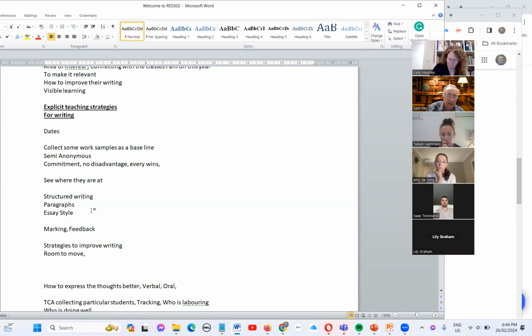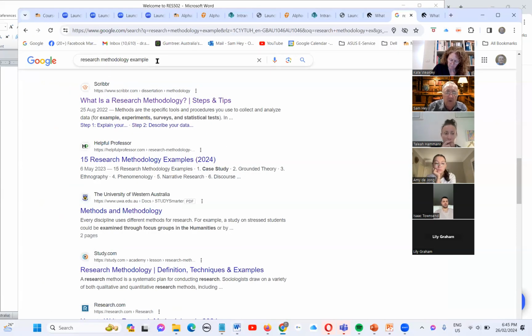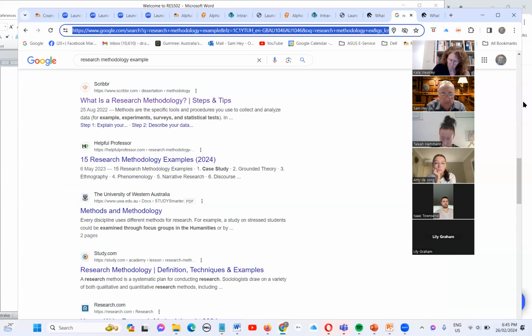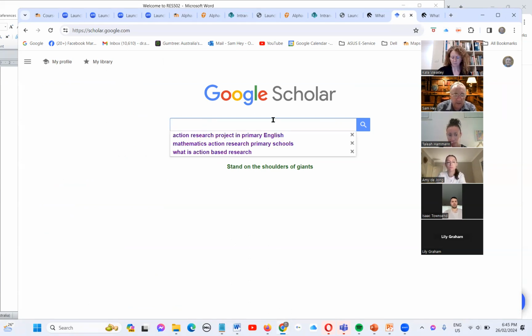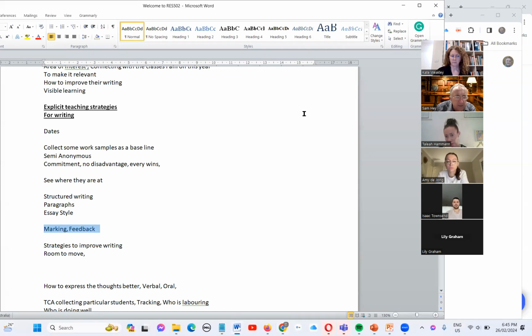And in those strategies, you're going to be noting that a week later, this strategy seemed to help. And so that means you're going to find some strategies along the way, and that gives you room to move. You can then research them and so on. And one of the strategies could be marking and feedback, and there could be different styles of marking and positivity and encouragement or critique in the styles of marking. And then all the way along, you're going to be doing your literature review. So the best source of literature review is going to either be the college library or Google Scholar or something like that. And then you might have some explicit teaching strategies for structured writing.